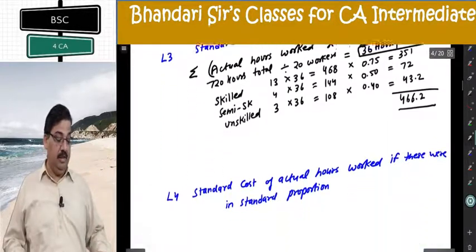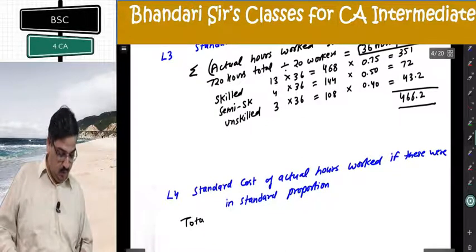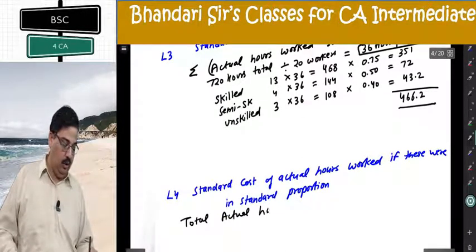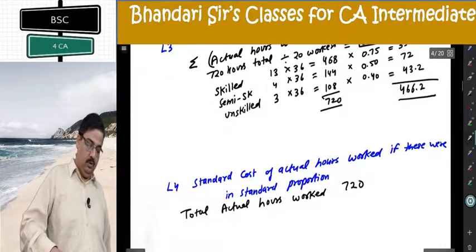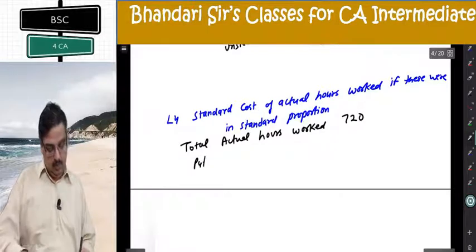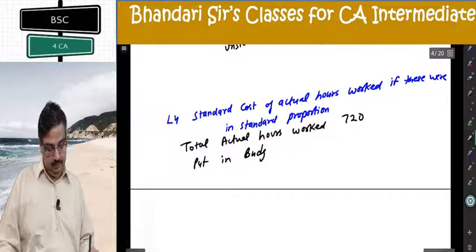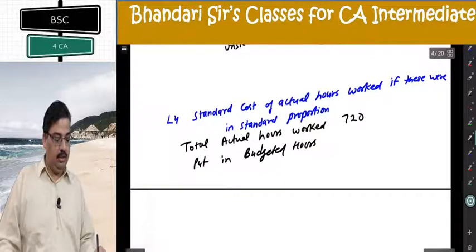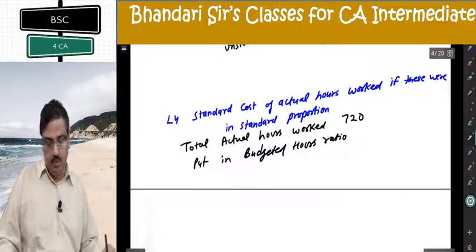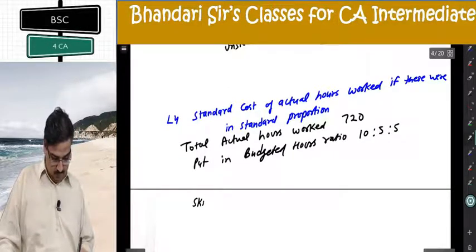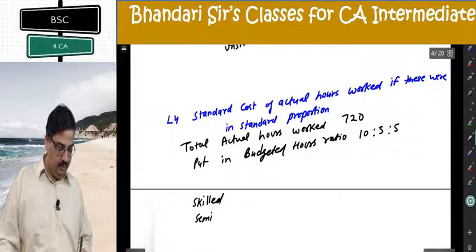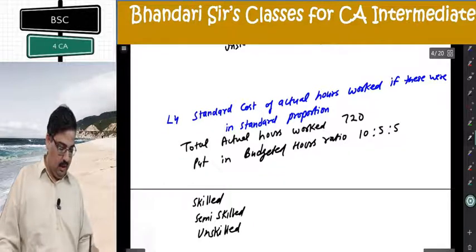Now L4 is a mix related step. Total actual hours worked, given 720. You can confirm from here also the total is 720. Total is 720. Put in budgeted hours ratio 10:5:5. Skilled, semi-skilled, unskilled.